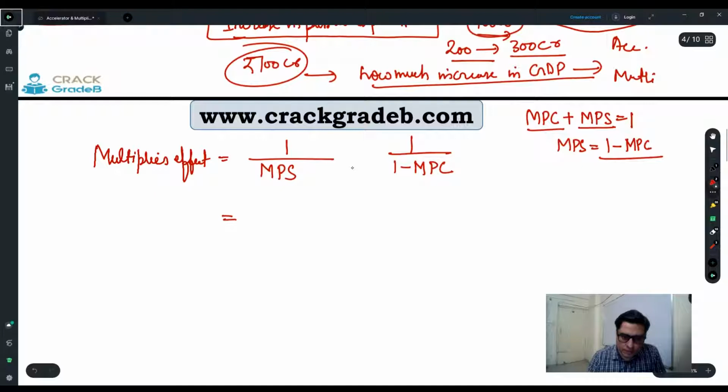The correct formula for the multiplier effect is 1 upon MPS plus taxes plus import. This is the correct formula of the multiplier effect.